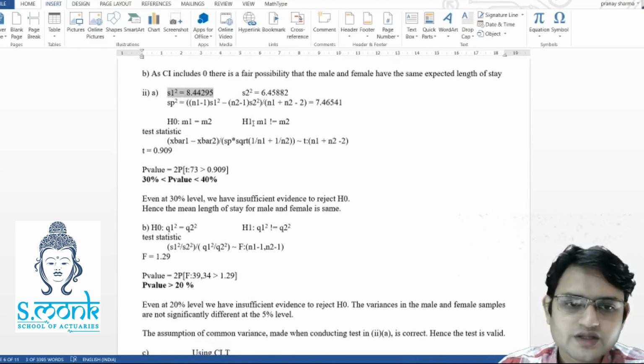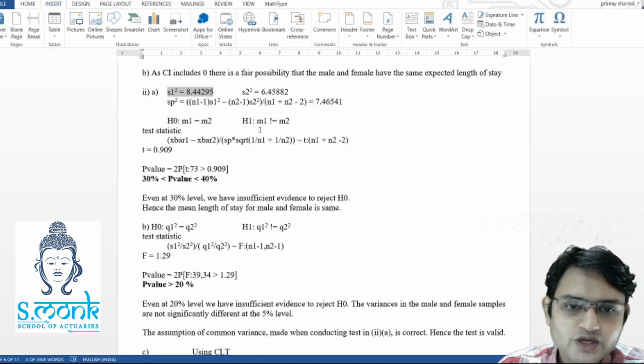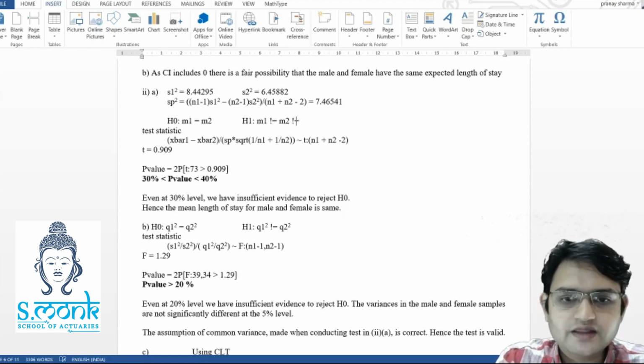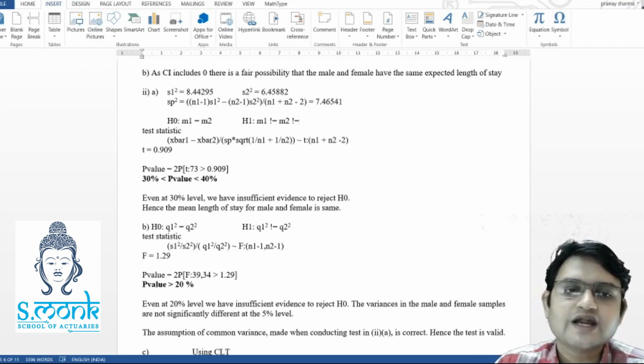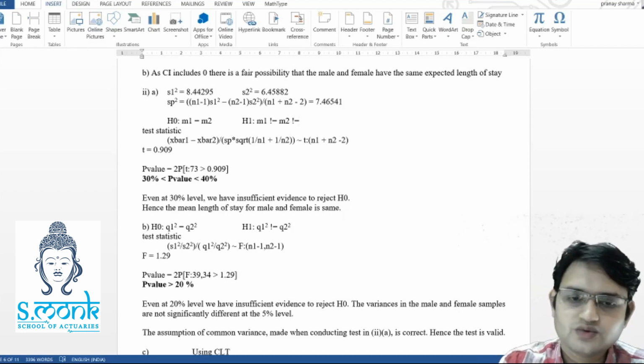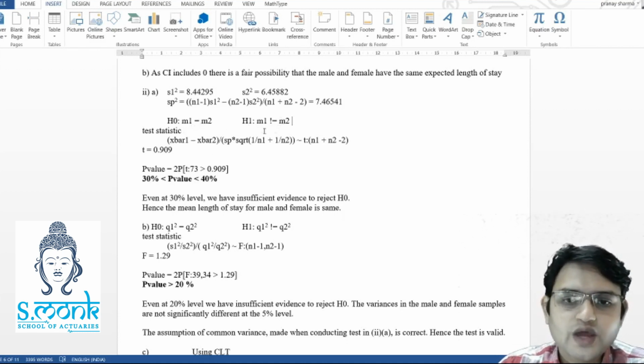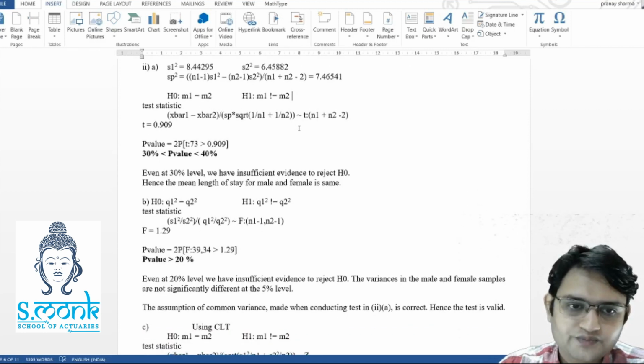That is okay. Our H naught, you can see here, this is how we would write not equal to: we write an exclamation mark and then equal to. This is the standard symbol of not equal to. So we have our H naught, m1 equals m2, and H1, m1 not equal to m2. This is our test statistic, that is our t value.